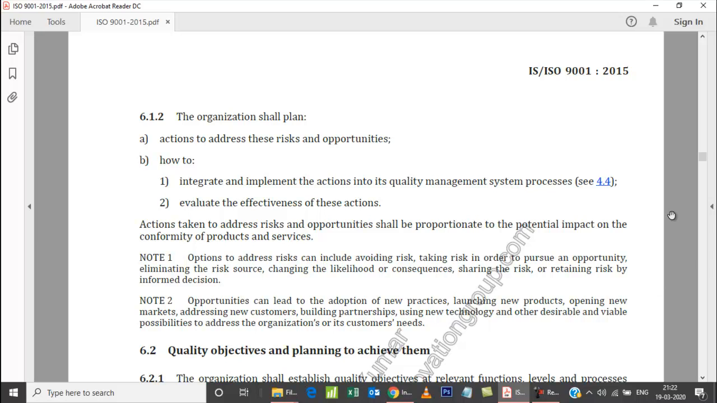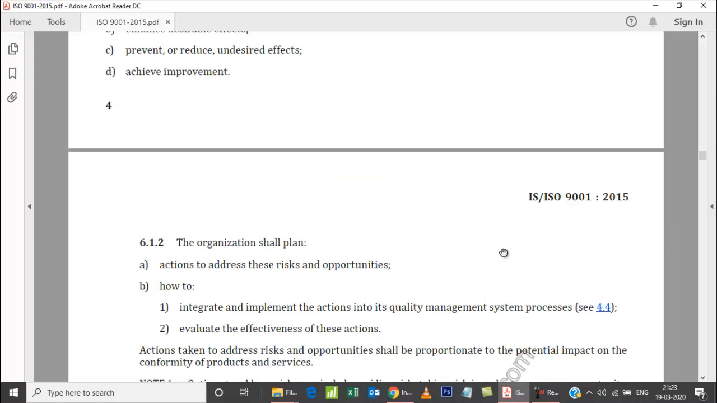Opportunities can lead to adoption of new practices, launching new products, opening new markets, addressing new customers, building partnerships, using new technology, and other desirable and viable possibilities to address the organization's or its customers' needs.